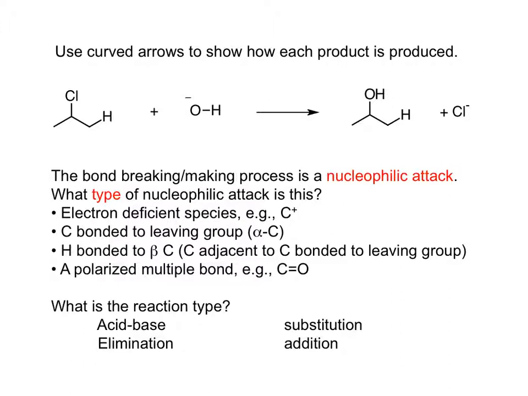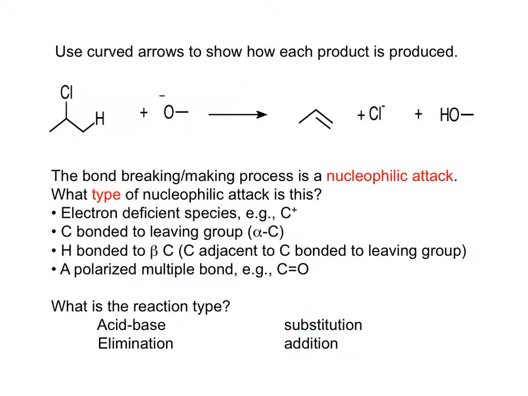So here's what's happening. The type of nucleophilic attack is a carbon bonded to a leaving group, and this is an example of a substitution reaction. Let's try this example. Stop the video, use curved arrows to show how each product is formed. So here's what's happening. The type of nucleophilic attack is a nucleophile attacking H bonded to a beta carbon, and this is a type of elimination reaction.